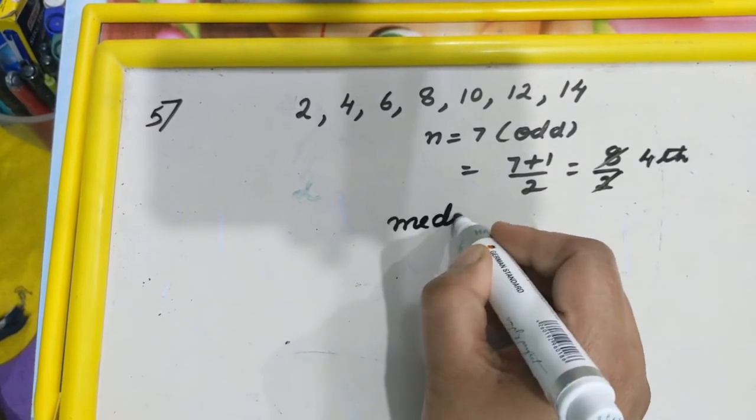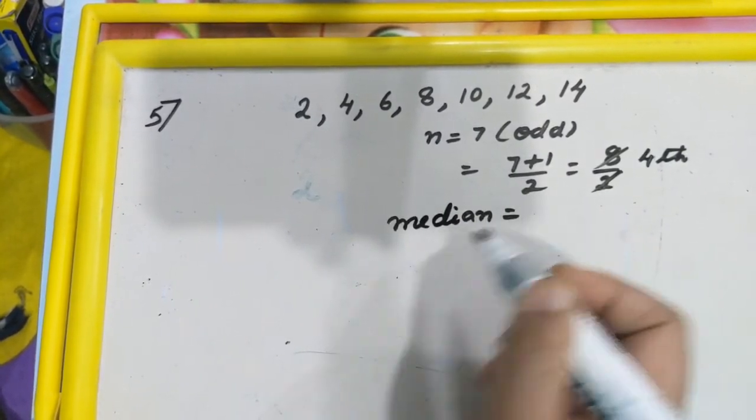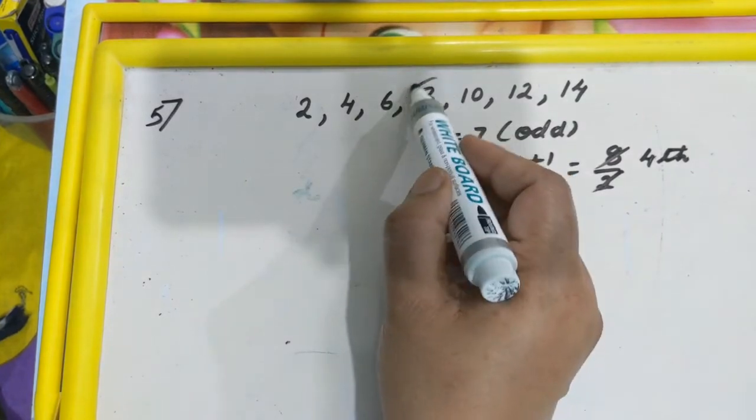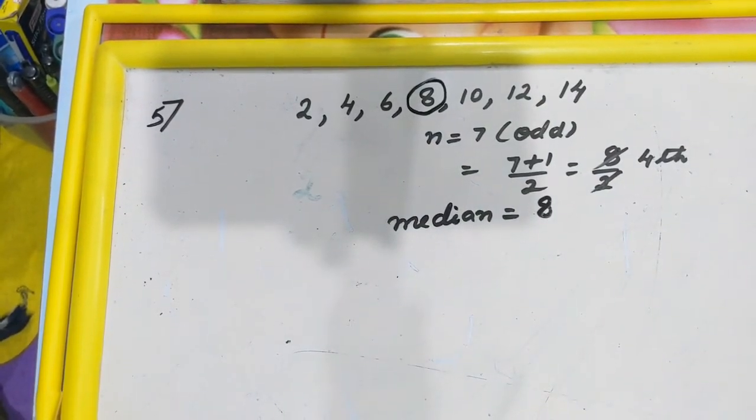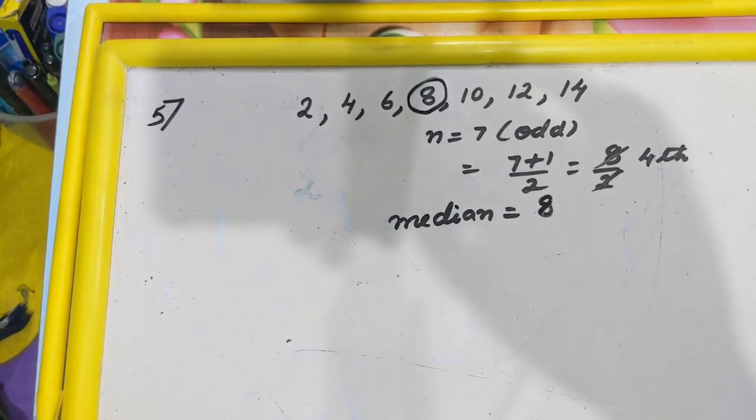So median is fourth term. First, second, third, fourth. Hence 8 is the median of the given set of data. Clear? Now let's move to question number 6.